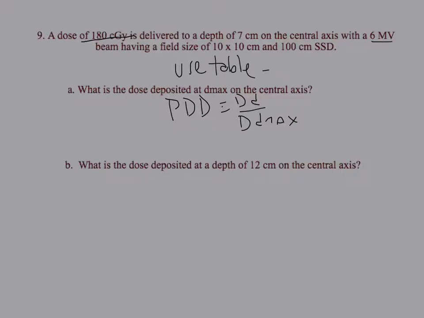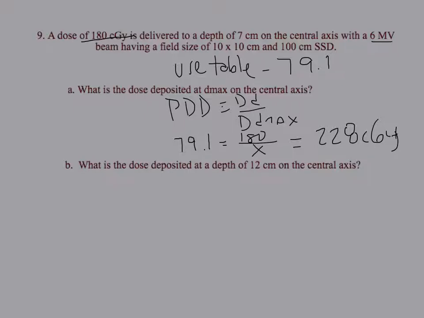Make sure you're looking at a 6 MV beam, 10 by 10 at a 7 cm depth. Your percentage depth dose when you use your table is 79.1. So now let's just fill that into our equation. 79.1 equals my dose at a depth, which is 180, over I don't know what my dose at Dmax is. Once I do the math, dose at Dmax equals 228 centigray. So all I'm doing is using my percentage depth dose formula to get that.